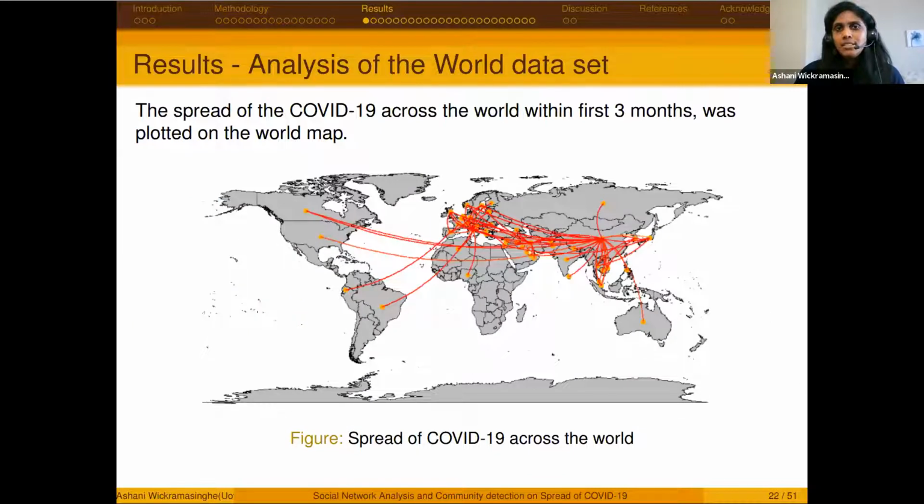Let's move on to results. First, I'm going to discuss the results of the analysis of the world dataset. Here, I have plotted the world map and pointed the countries with infected patients. These edges show which countries patients have traveled to.